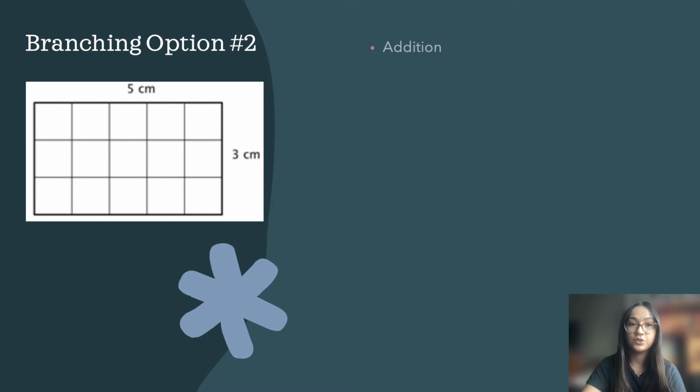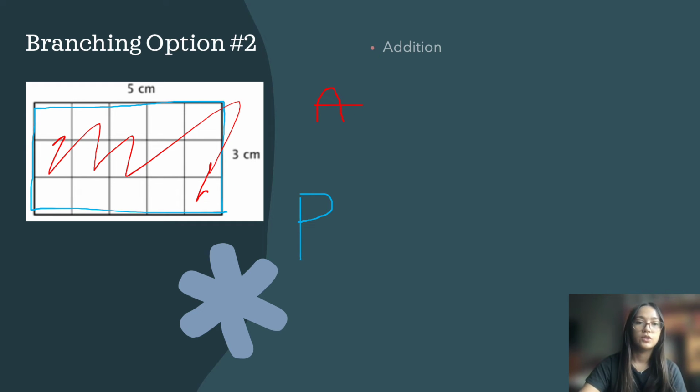So for branching option 2, we have addition. To find the area and perimeter using addition, we first need to understand what they are, which is what the visuals were for. So the students know that the perimeter is the outside and the area is the inside. To find perimeter using addition is very easy because we're going to add each of the sides. So the first step is to label the sides.